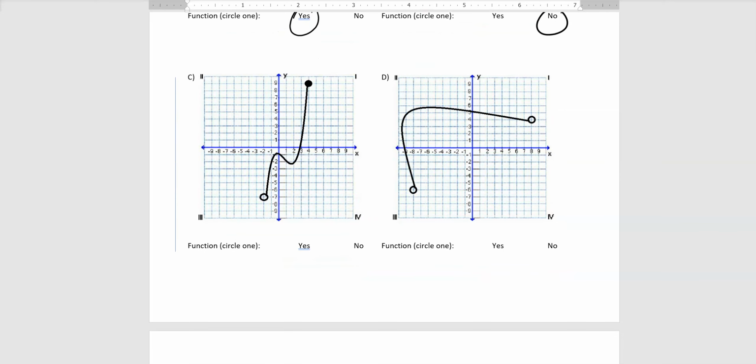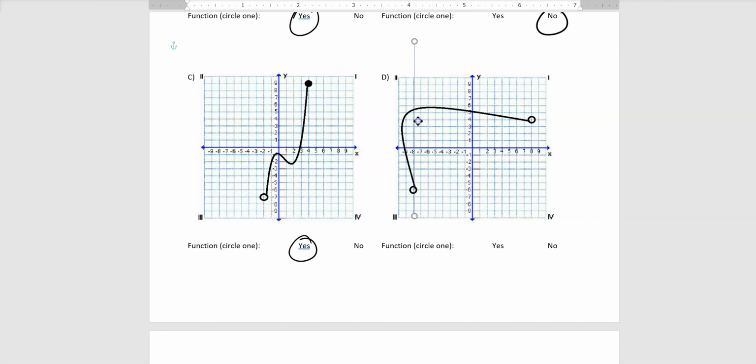If I take a vertical line across letter C, right across, notice it looks like I only touch one part of the function at a time. So that means that C is a function, or it passes the vertical line test.